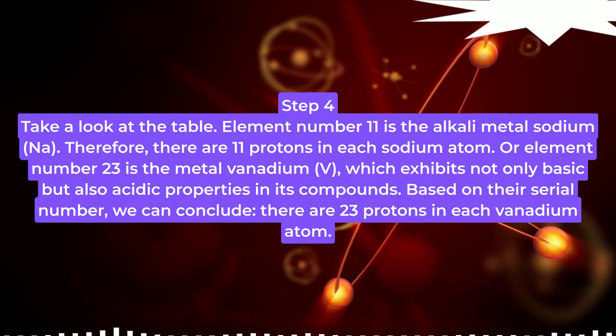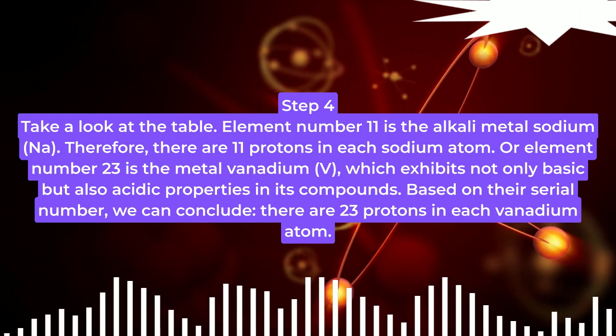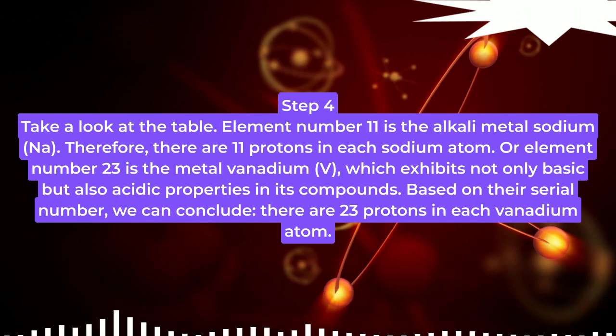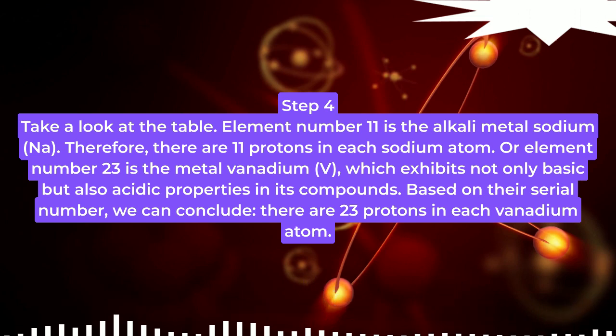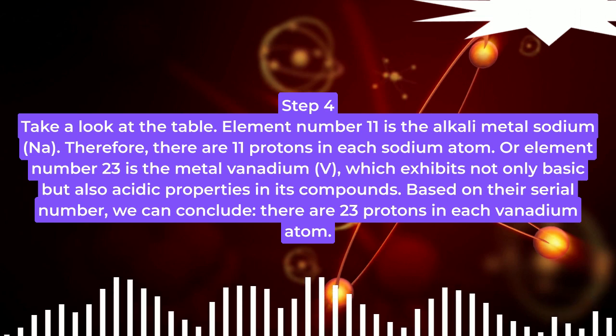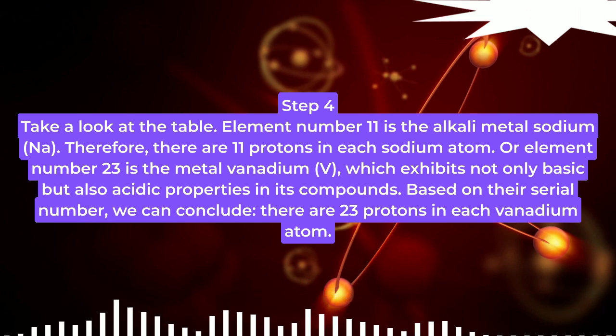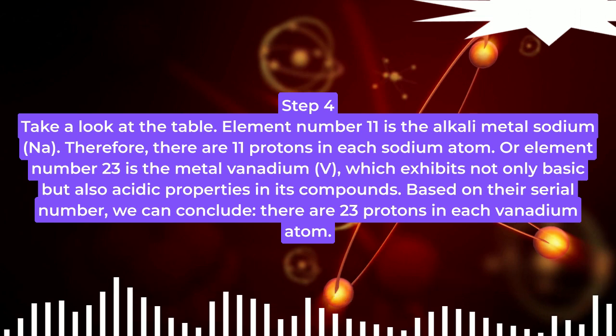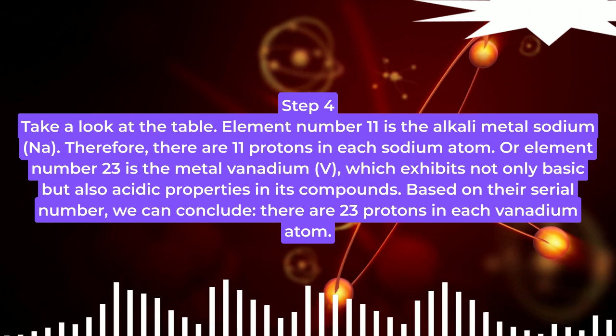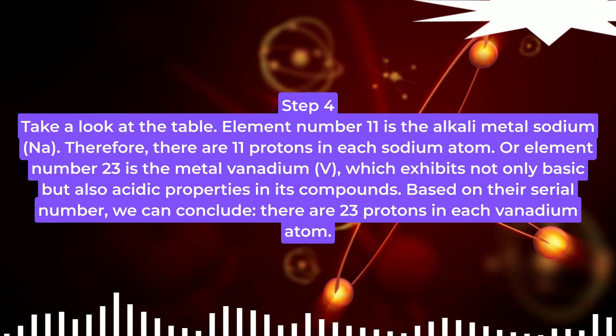Step 4. Take a look at the table. Element number 11 is the alkali metal sodium, Na. Therefore, there are 11 protons in each sodium atom. Or element number 23 is the metal vanadium, V, which exhibits not only basic but also acidic properties in its compounds. Based on their serial number, we can conclude there are 23 protons in each vanadium atom.